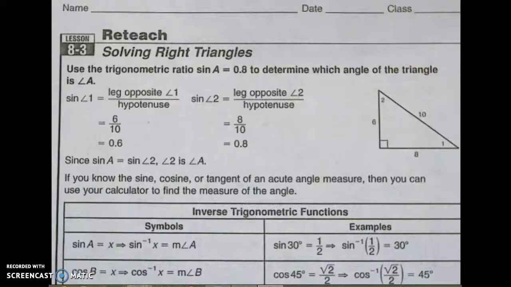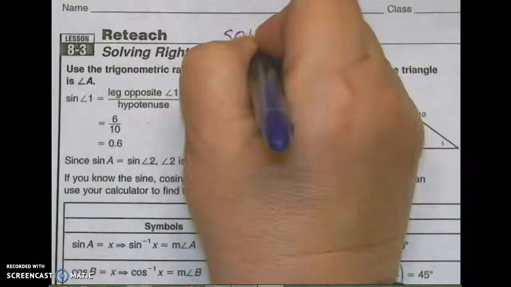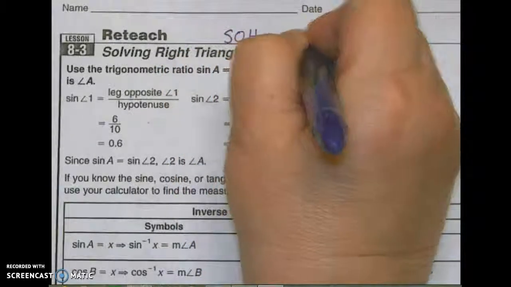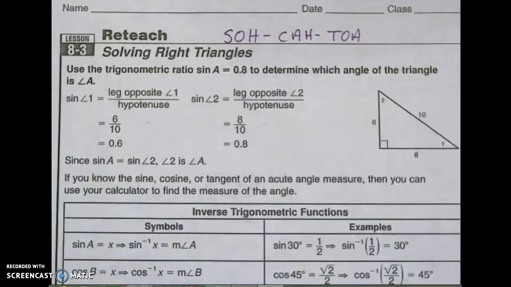Today we're looking at the reteach for 8-3 of solving right triangles, and we're going to be looking at our trigonometric ratios. Remember to use that SOHCAHTOA to help you remember which ratio to use. So we're always thinking of that SOHCAHTOA.